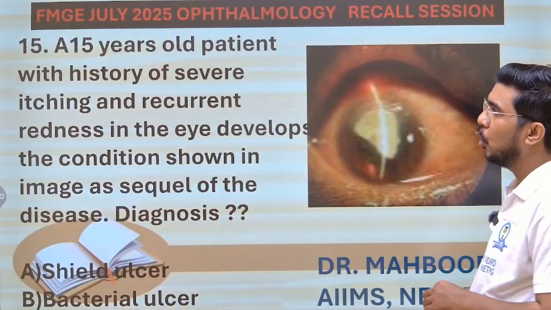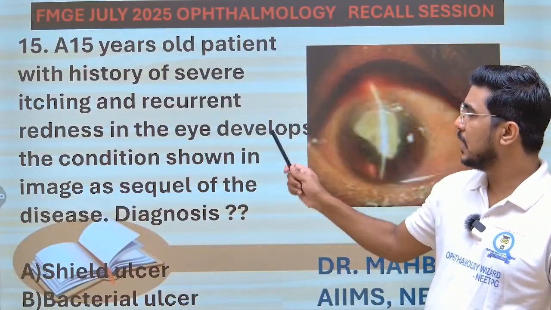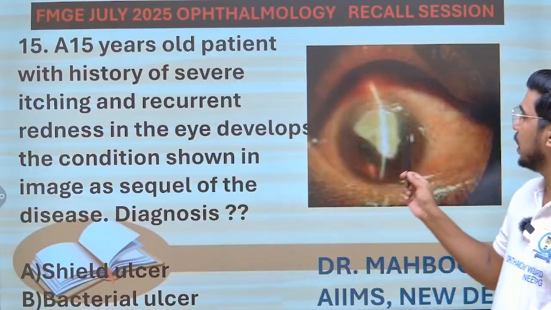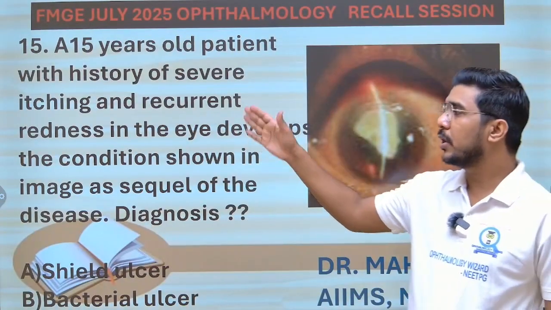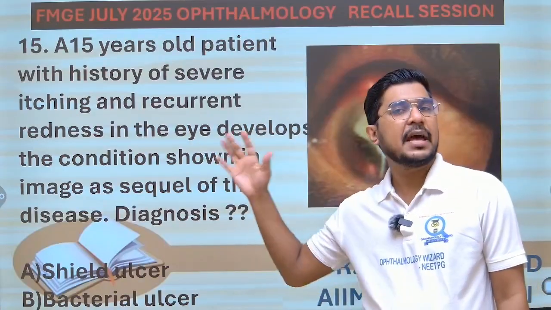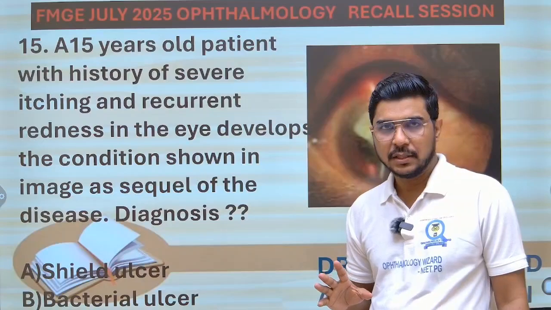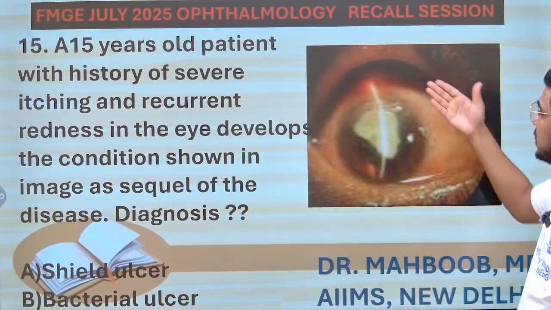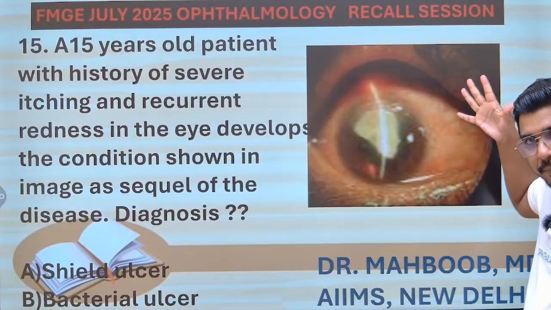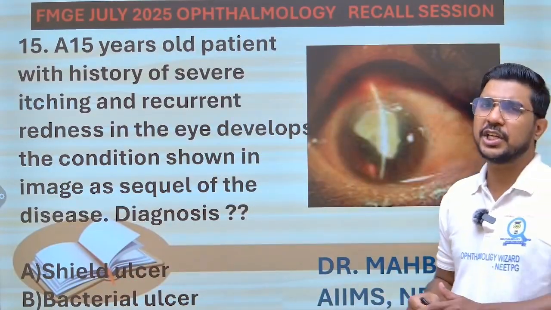A 15-year-old boy with a history of severe itching and recurrent redness in the eye develops the condition shown in the image. Here, as a sequela, the patient has recurrent redness, very severe itching, which happens again and again. Because of this, a sequence of events takes place, and this is the picture you get in your OPD. What is the diagnosis? Shield ulcer or bacterial ulcer? A straightforward question, it is always asked, a PYQ repeatedly asked.